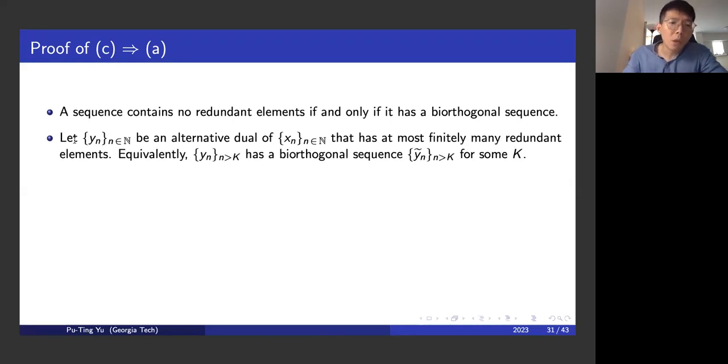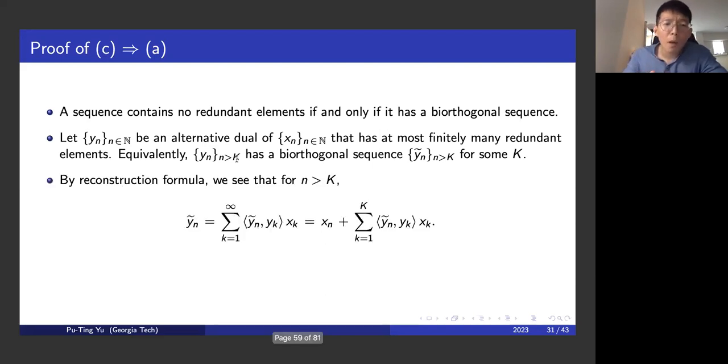Okay, so let me use Yn to denote an alternative dual associated with Xn that has at most finitely many redundant elements. Equivalently, that means there exists some k such that the sequence Yn for n greater than k has a bi-orthogonal sequence Yn tilde. By the reconstruction formula, we can see that for n greater than k, Yn tilde is equal to the sum of Sk multiplied by the inner product of Yn tilde and Yk.